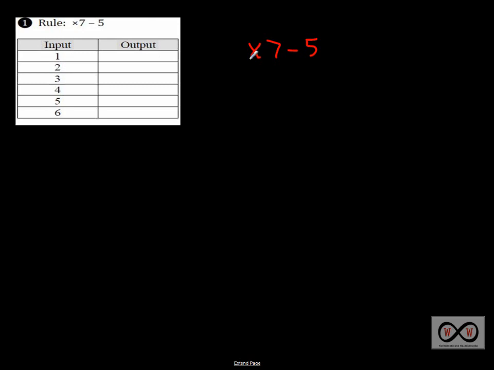We'll take the 1 and rewrite this: 1 times 7 minus 5. 1 times 7, identity property there. You're probably thinking, that's 7, and you'd be exactly right. 7 minus 5 would equal 2. And there you go. So if you had a value of 1 and you applied this rule to it, it would output 2.